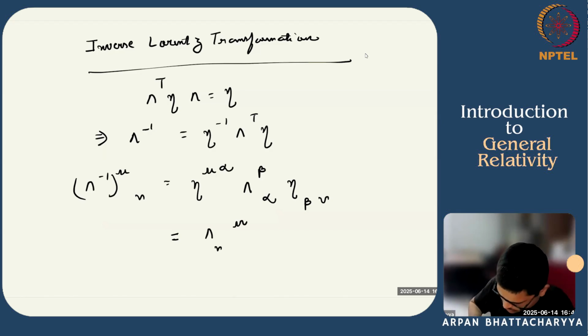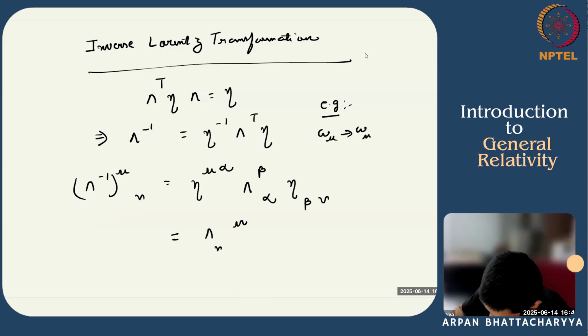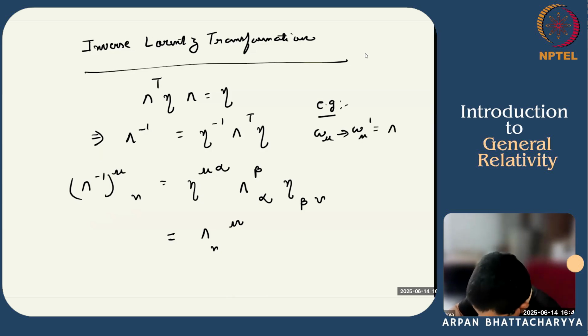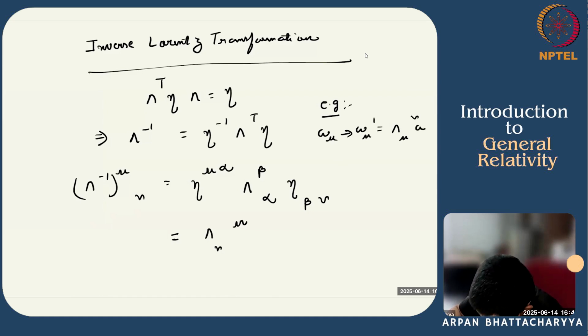So we can represent the components of lambda inverse using this notation. So for example, we know that components of a one form transform under the inverse Lorentz transformation, and now using this notation, it will simply take the following form. Okay.